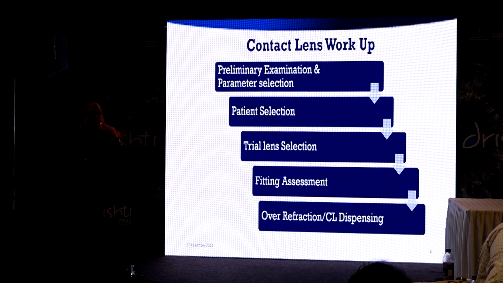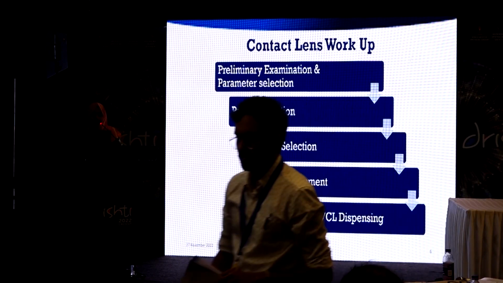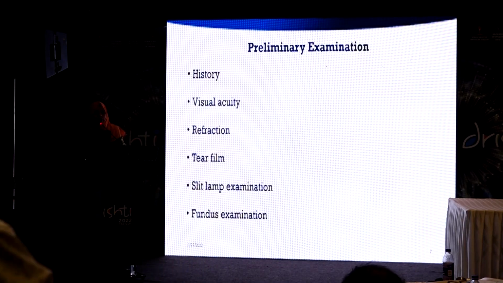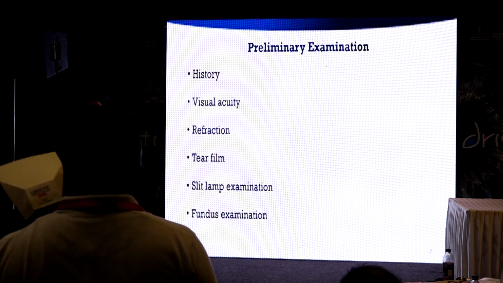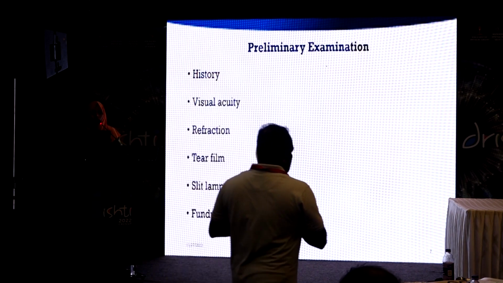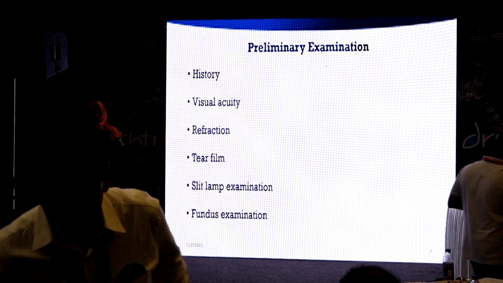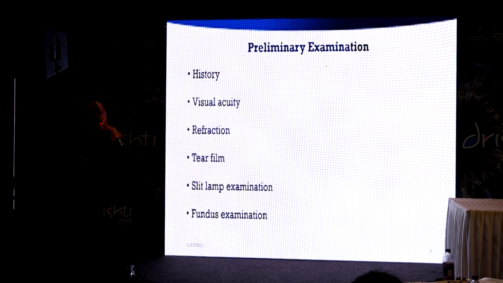These are the contact lens workup protocol steps we have to follow before examining patients: preliminary examination and parameter selection, patient selection, trial lens selection, fitting assessment, over-refraction and contact lens dispensing. In the preliminary examination, thorough history taking is very important, where we have to know the previous ocular history, whether the patient previously wore contact lenses, and their occupation and working environmental conditions.